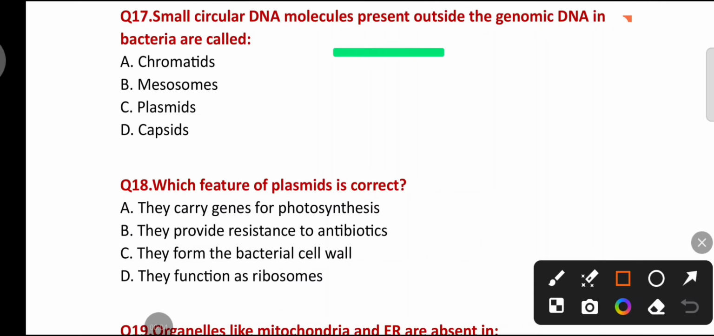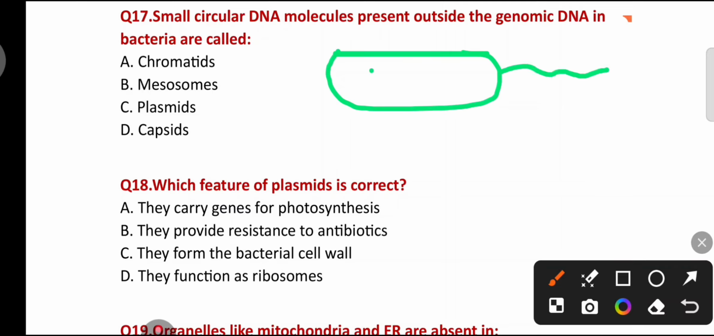Small circular molecule present outside the genomic DNA in bacteria are called. This is the genomic DNA and this is the circular DNA and this is called the plasmid.